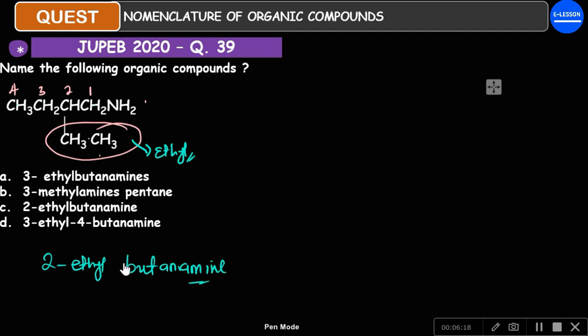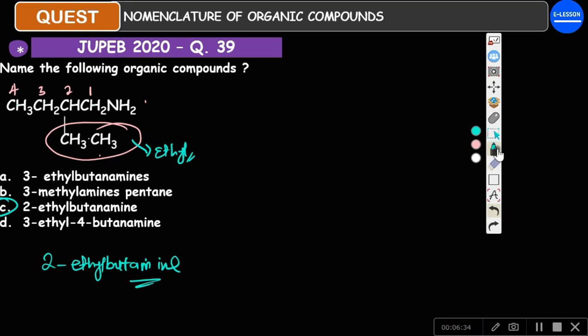Now, there's no need of putting this here. Since we have only one substituent, you write these two close together. So this is 2-ethyl butanamine. All right, and that makes option C the correct answer to this question. So that is the answer to this question. Now let us look at the next question quickly.